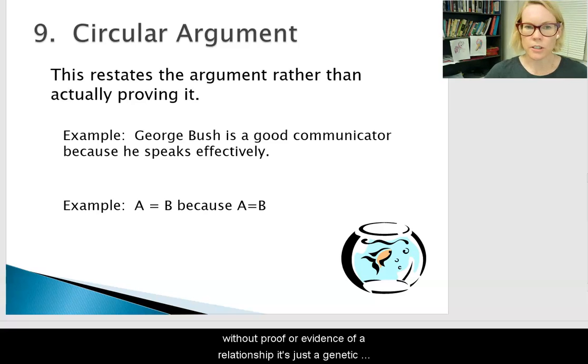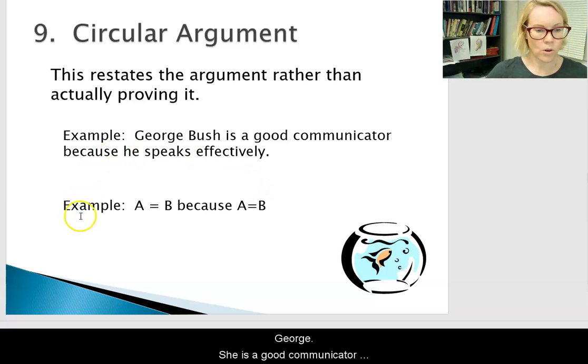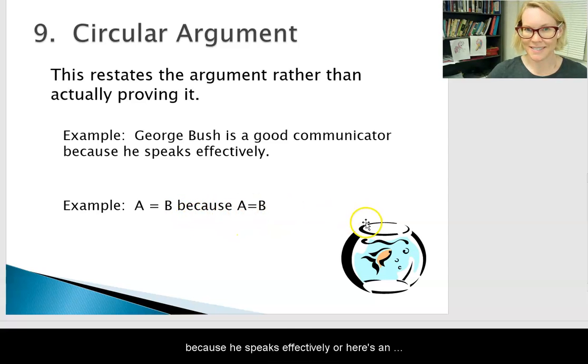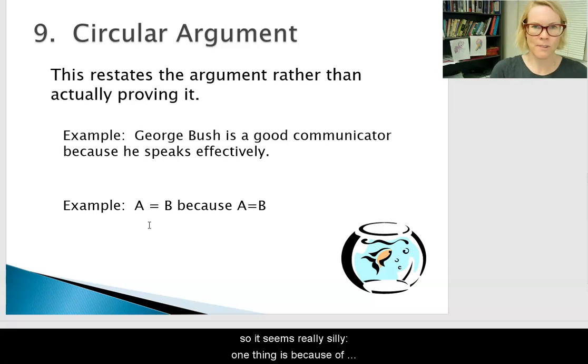Next up is a circular argument, and a circular argument restates the argument rather than actually proving it. Here's an example. George Bush is a good communicator because he speaks effectively. Or here's an example, A equals B because A equals B, right? So it seems really silly. You say one thing is because of another thing, when in fact those are exactly the same.